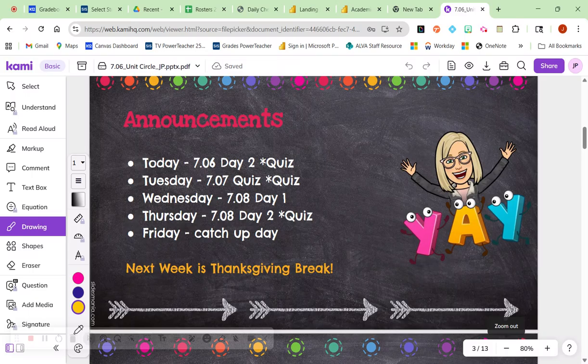Wednesday and Thursday the 7.08 module is also fairly lengthy, so we decided to break that into 2 days, and the 7.08 quiz will be on Thursday, and then Friday is a catch-up day, and next week is Thanksgiving break. Yay! I hope you're excited about having a week off. I hope you find something fun to do.